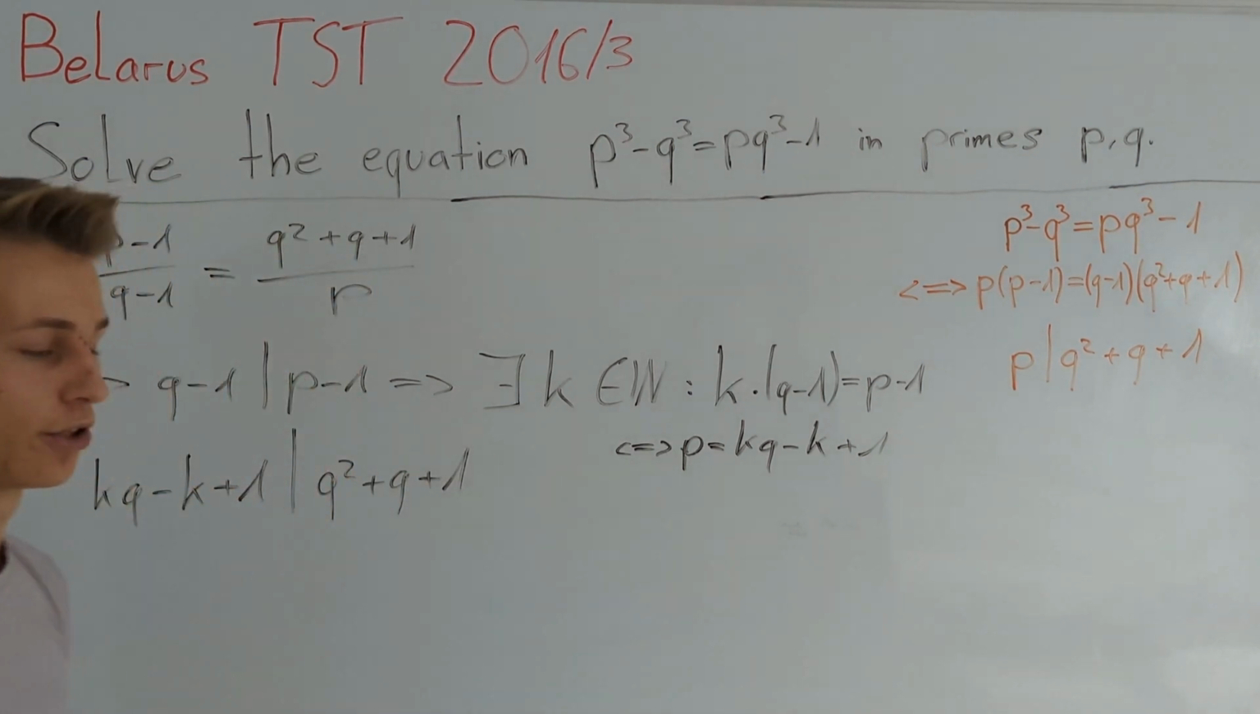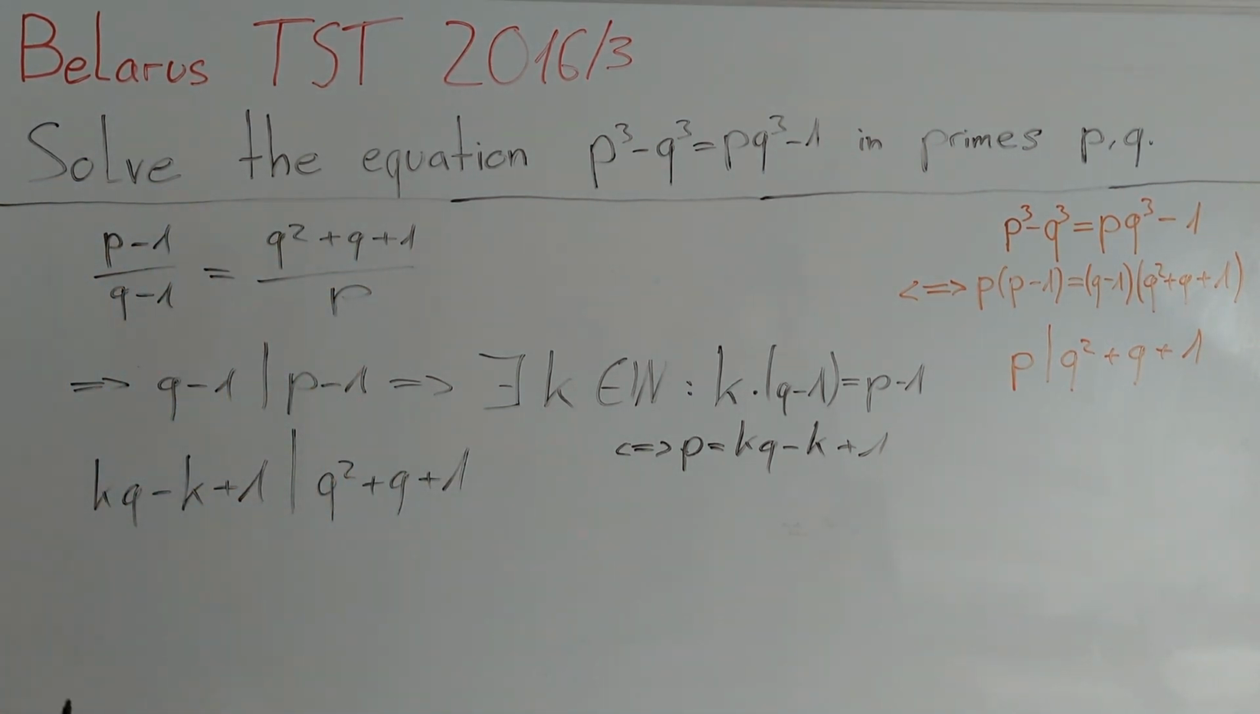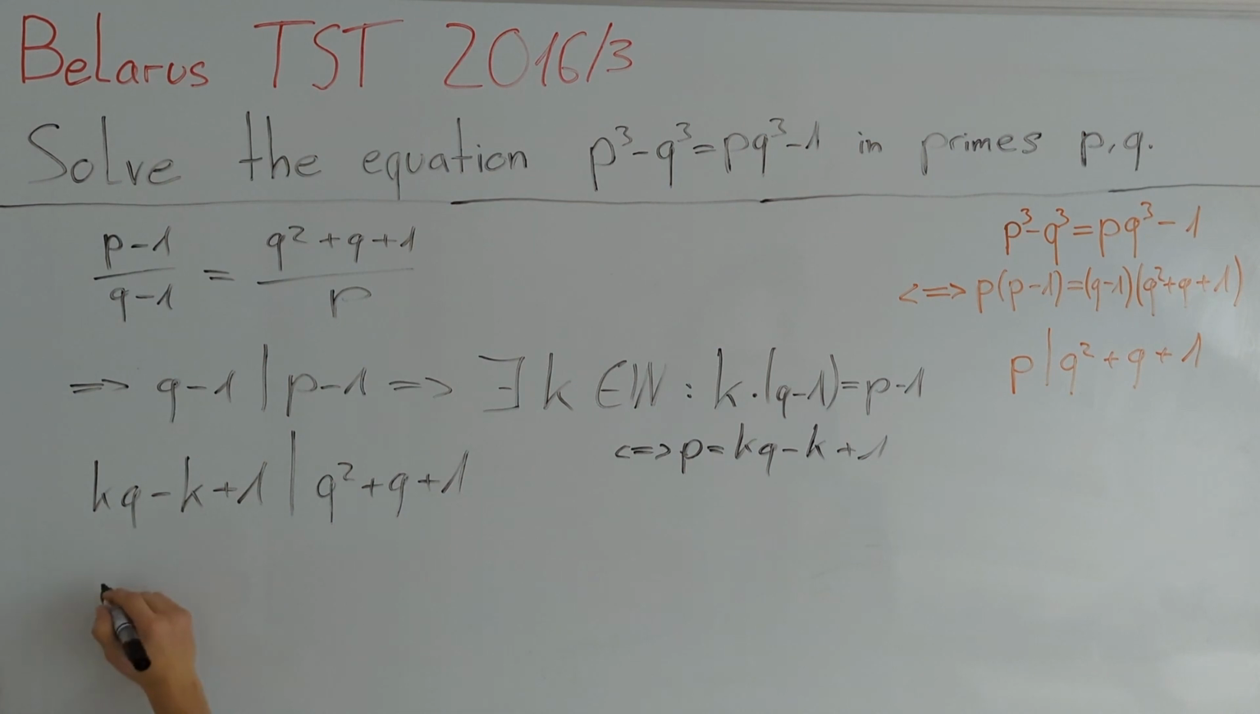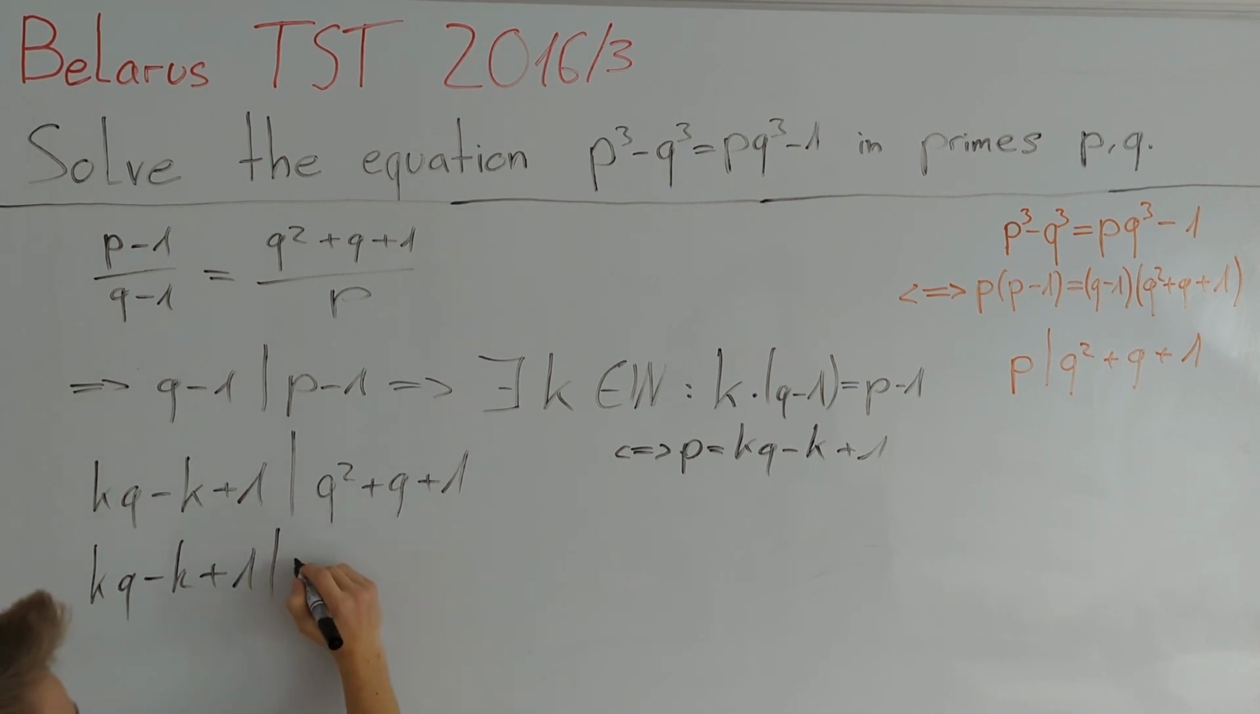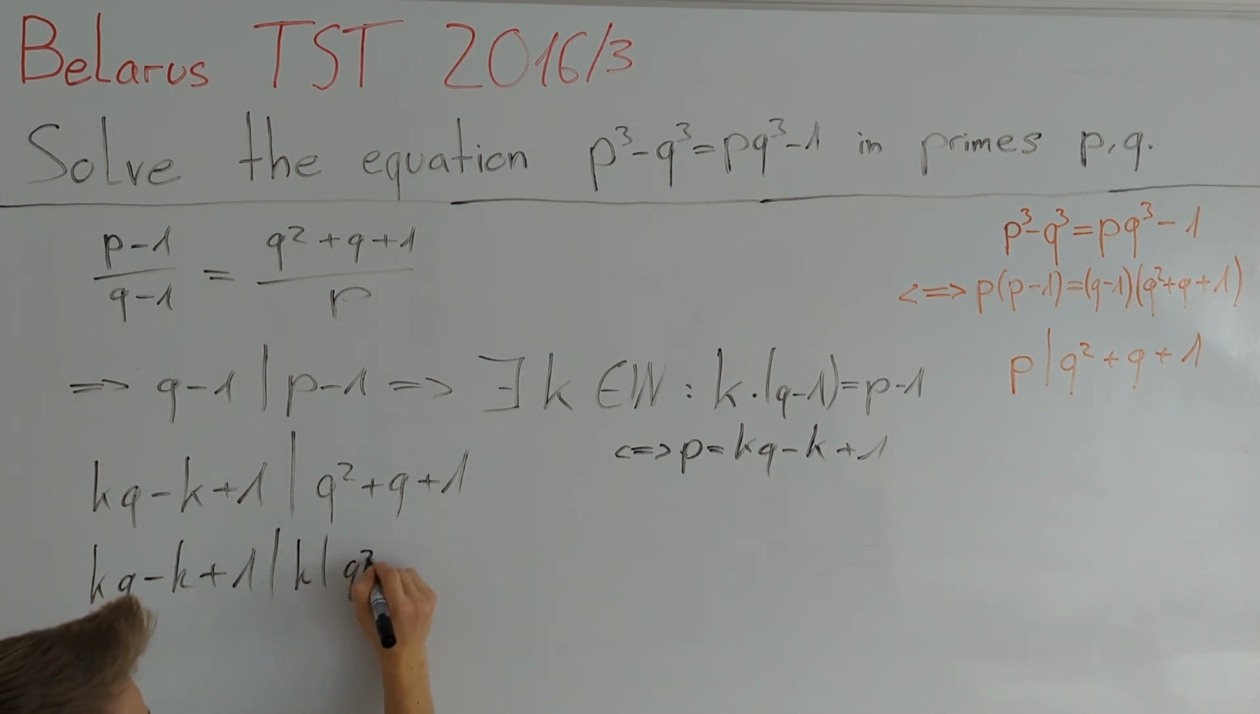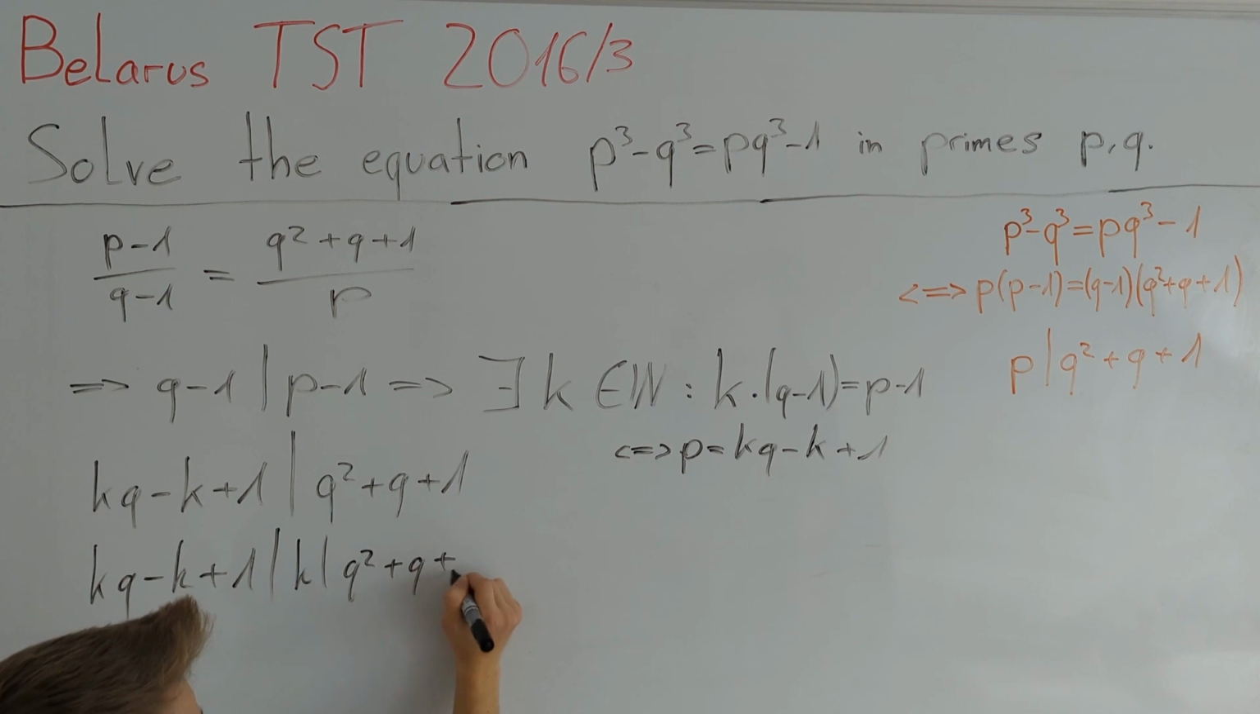Now a normal approach in such situations is to get the right hand side as small as possible, and therefore it's sometimes a good idea to multiply the right hand side with some factor in order to then subtract a multiple of the left hand side and get a small value. So from this equation here we get that kq minus k plus 1 divides k times the right hand side, which is equal to k times q squared plus q plus 1.